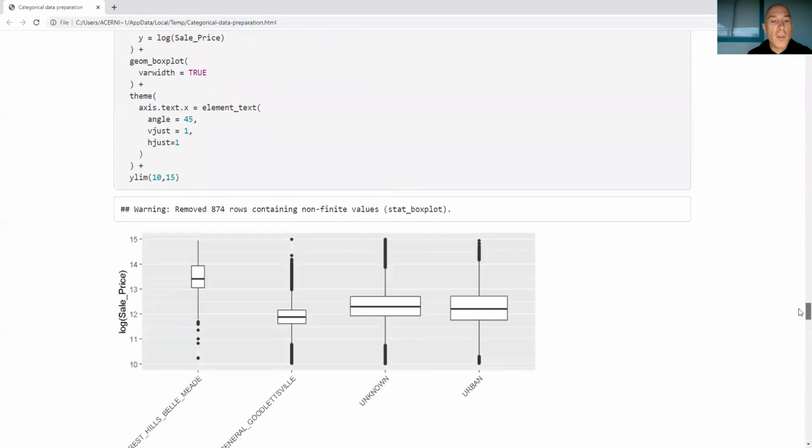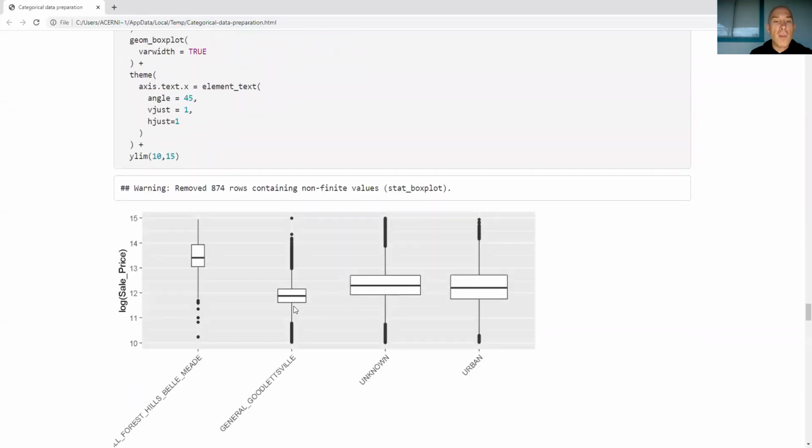All right, so now let's take a look at the box plots. You'll notice that we have wider box plots. Something I'm doing is using bar width equals true, because that gives me visually how much data I have. Wider box plots, more data. Narrow box plots, very little data.